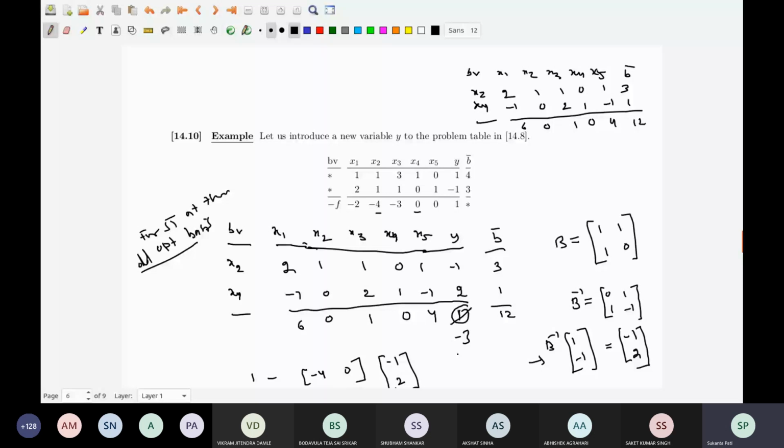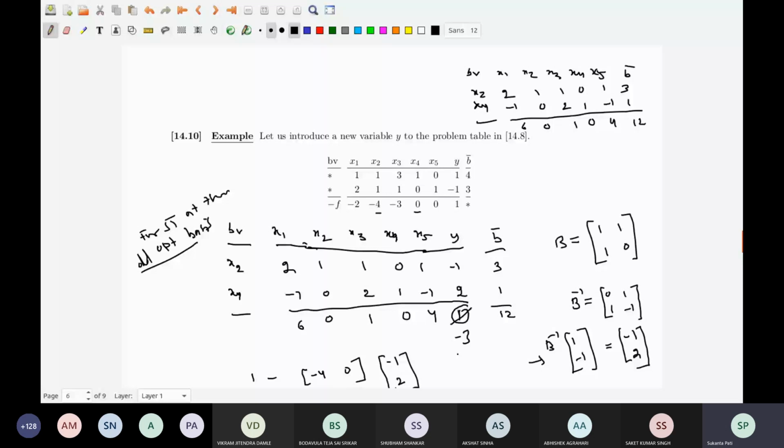But if B inverse B dash, that is the right side vector, turns out to have one or two negative entries, then what do you do? Apply the dual simplex step, the one that we discussed earlier. Okay.